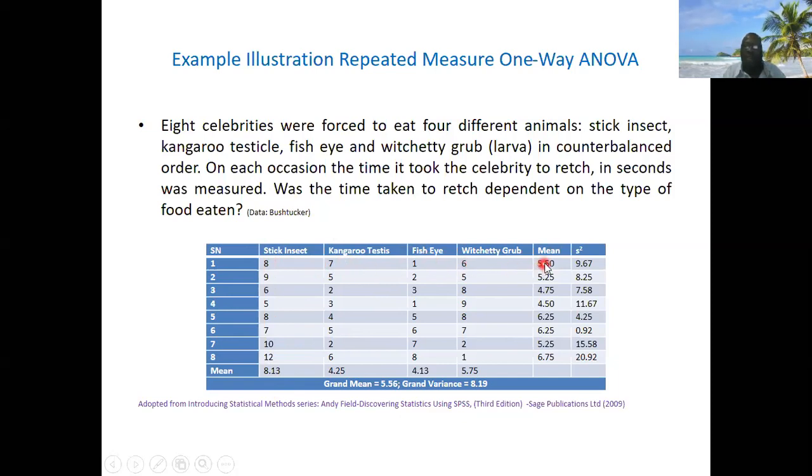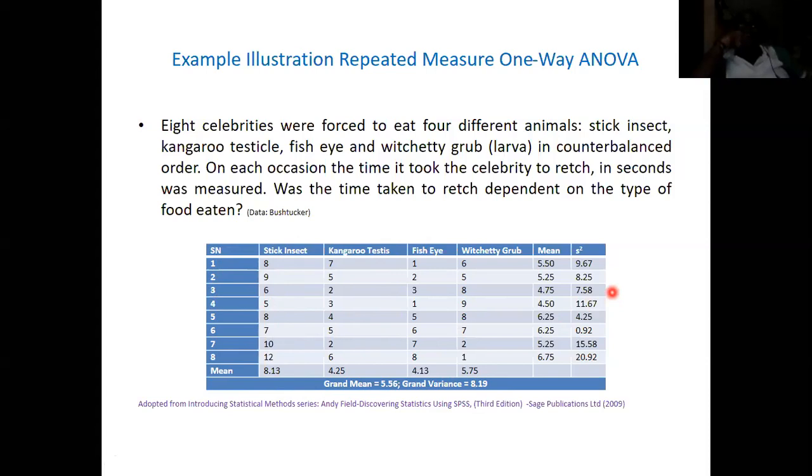8 + 7 + 1 + 6, you calculate the mean and the variance. You calculate the mean of the 4, and you do it for all of them. But if you look down, 8 + 9 + 6, you calculate the mean also. So there are two sets of means here: the vertical mean and the horizontal mean. The vertical means are the between, what happened between participants, because they are different participants 1, 2, 3, 4. But the horizontal is what happened within.